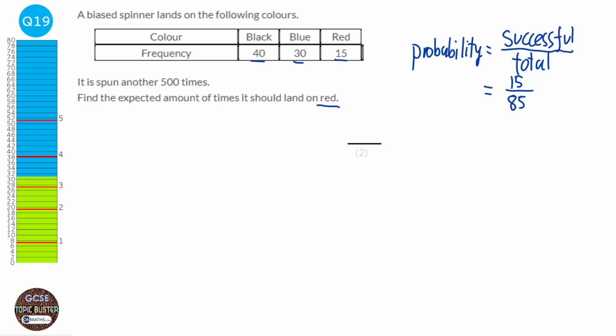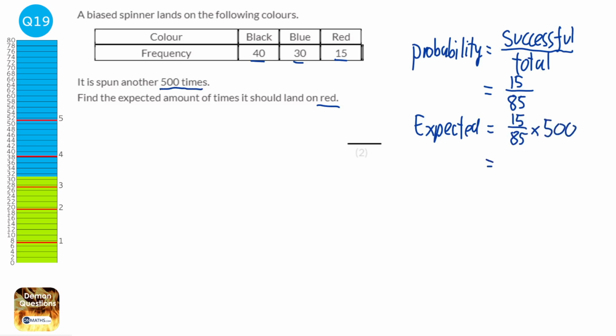Okay, now to find the expected amount, it's just the theoretical probability, which is 15 over 85, times the amount of trials, where it says it's spun 500 times. We just go times it by 500. And we get the answer of 88.235 and so on. And we're always going to round that down. So if it's 88.9, we're always going to round it down to 88. Only when it gets to 89 do we write 89. So our answer is that we're expecting roughly 88.